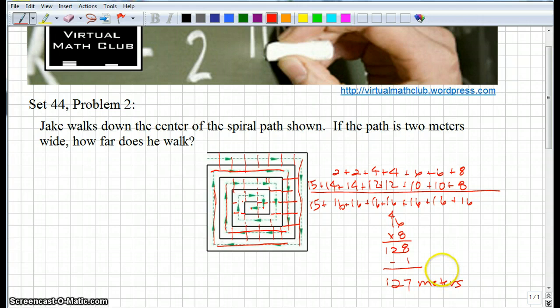So my answer is that Jake walked 127 meters down this path, assuming he's keeping to the center the whole time, which, Jake is actually my cat. And I can't imagine him walking straight and turning at 90-degree angles each time, but maybe he would. Hypothetically, in this problem, he does. Alright, so there's your answer. Jake walks 127 meters.